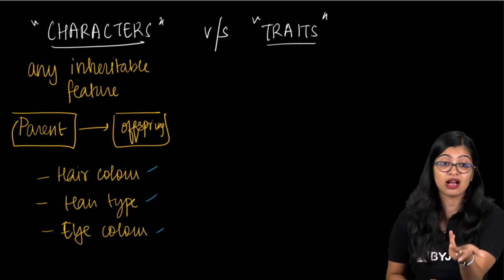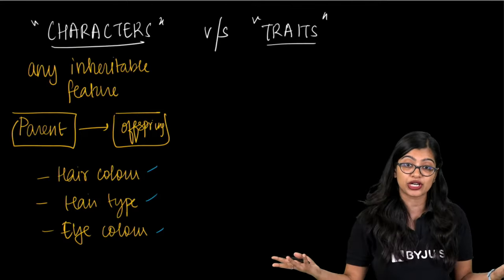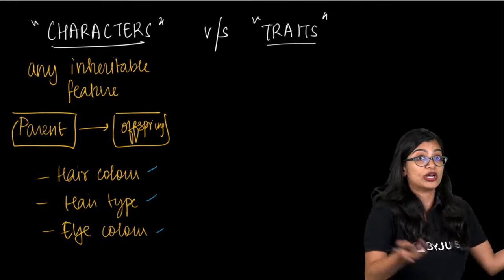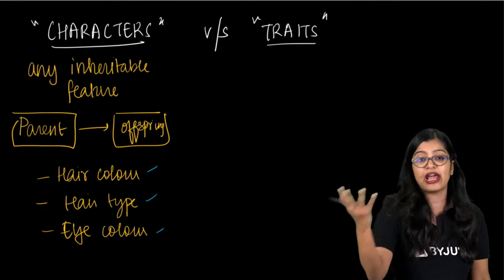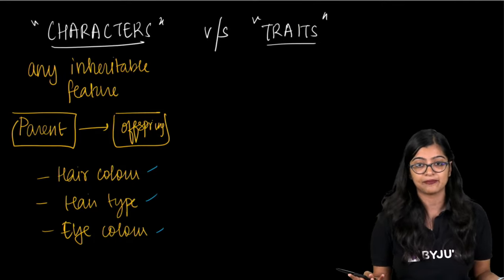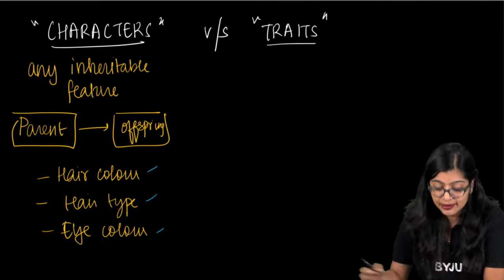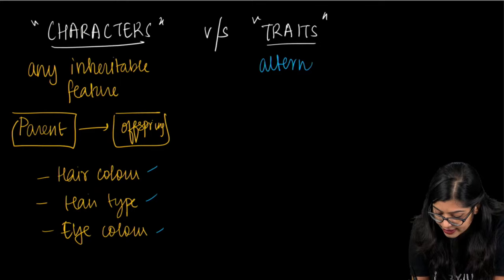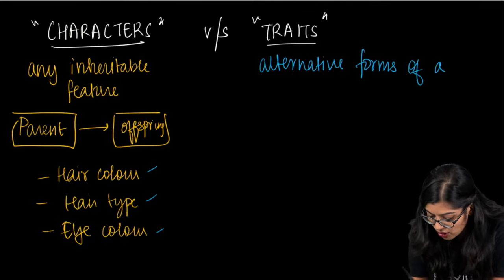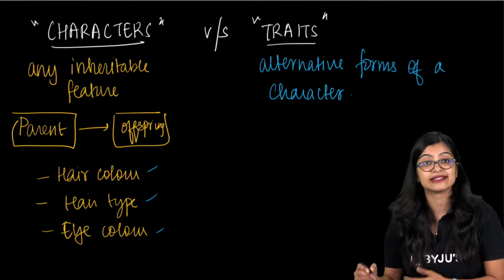But in hair color, you have so many options. Some have black hair, some have blonde hair, some have red hair naturally. In eye color also, you have black eyes, brown eyes, bluish green eyes. Then you talk about hair type, you have straight hair, curly hair, wavy hair, so many types that are there. So these are not the same, but they are alternative forms. So alternative forms of a character is what we call a trait.